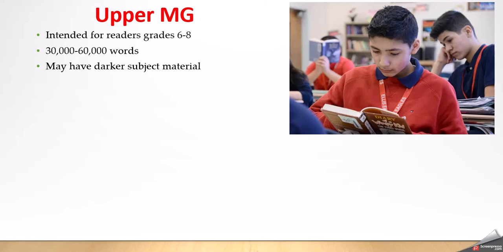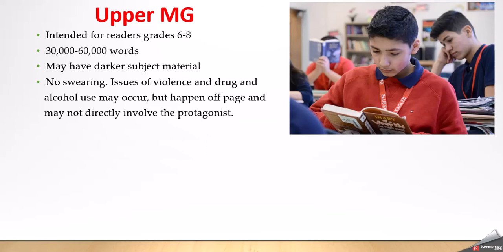So they're not all dark. You can still have lighter and fun subjects. But the books that I've chosen for you are a little bit darker just to show those changes in development. There's not necessarily swearing in these books because authors still want them to be taught in school. But there could be issues of violence. Drug and alcohol use may occur, but it usually happens off page. So the protagonist maybe sees things going on, hears about things going on. They probably at this point would not be directly involved in it.